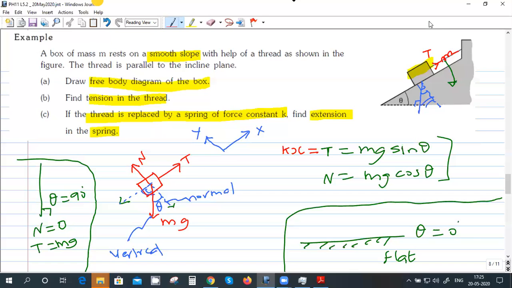So that force which is felt by the spring is the tension. Okay, and that should be equal to k into x. That is the nature of the spring. If the spring is elongated by a distance x, the force which the spring will exert is k into x. So from this you get x as what? Extension is T by k, which is mg sin theta by k.